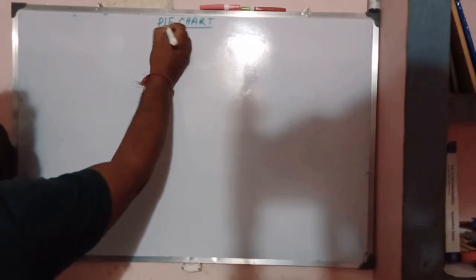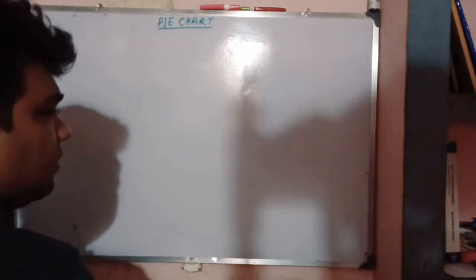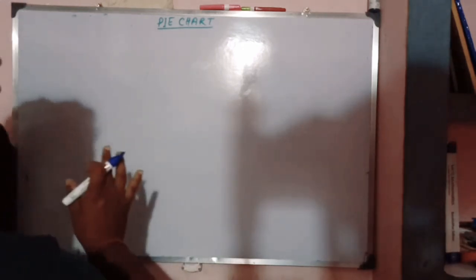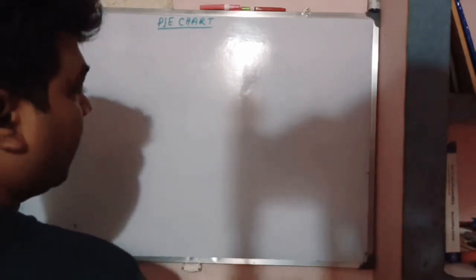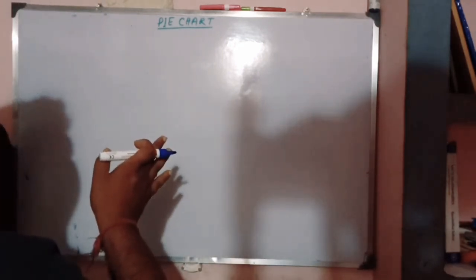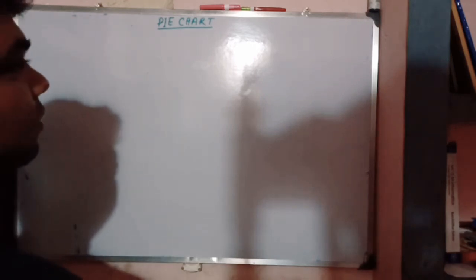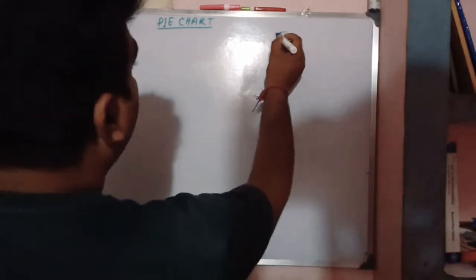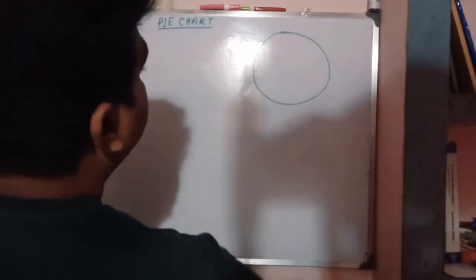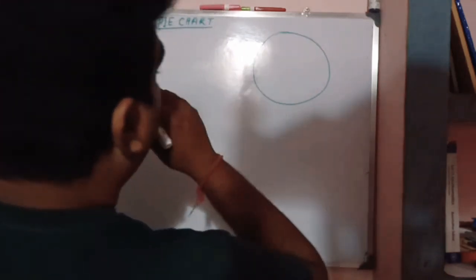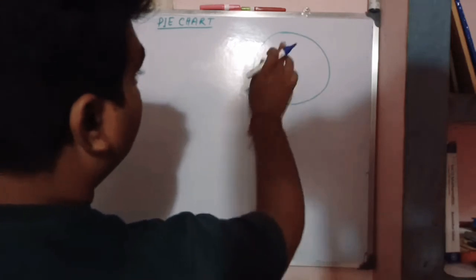Now, to know about pie chart, we have to have a clear idea about a circle. That is the basic idea of a circle and the total central angle of a circle. Suppose we are drawing a circle over here. This is a circle, and this is a form of circle.